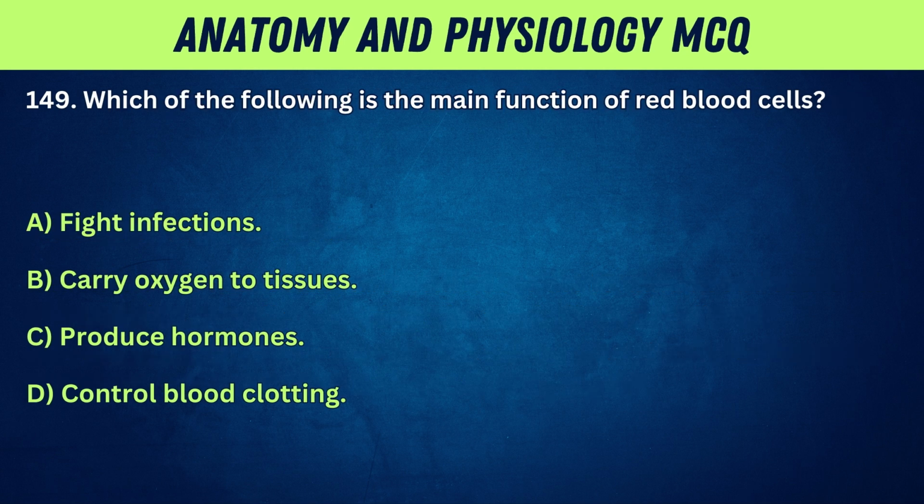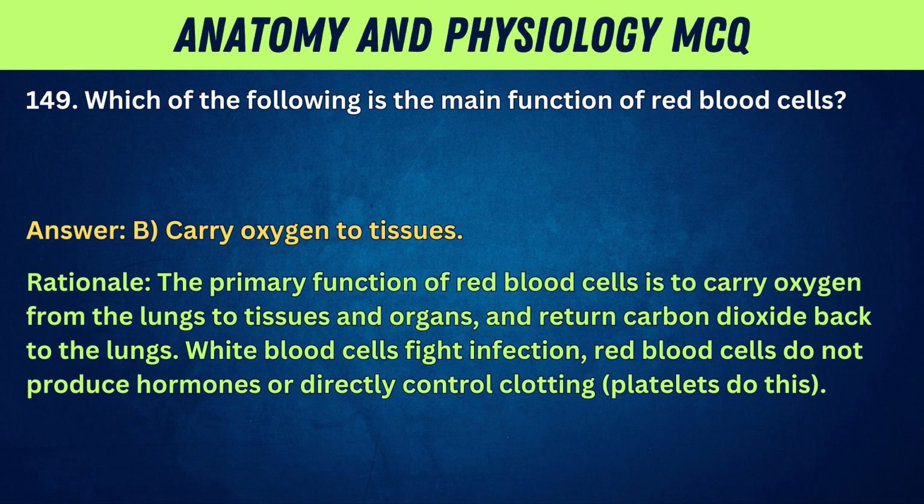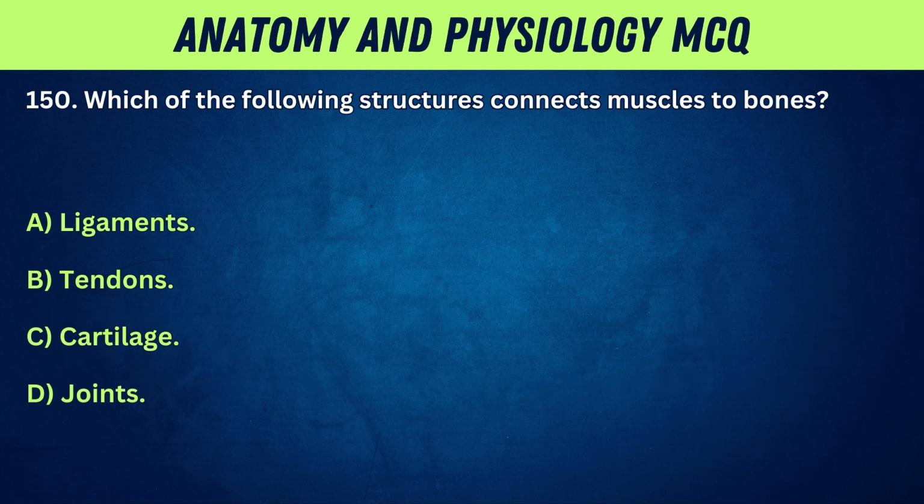149. Which of the following is the main function of red blood cells? A. Fight infections. B. Carry oxygen to tissues. C. Produce hormones. D. Control blood clotting. Answer: B. Carry oxygen to tissues. Rationale: the primary function of red blood cells is to carry oxygen from the lungs to tissues and organs and return carbon dioxide back to the lungs. White blood cells fight infection. Red blood cells do not produce hormones or directly control clotting. Platelets do this.